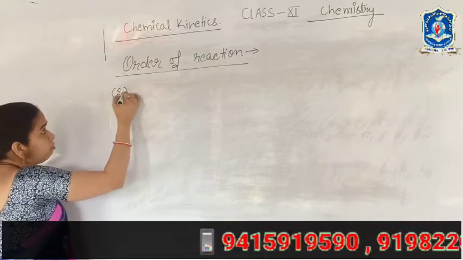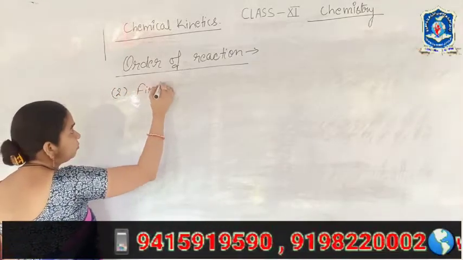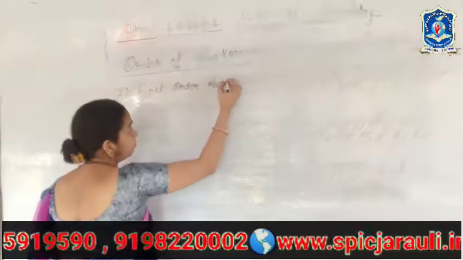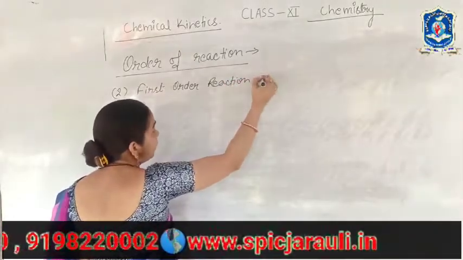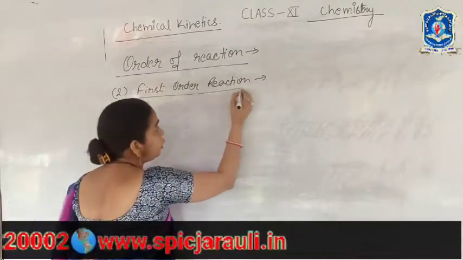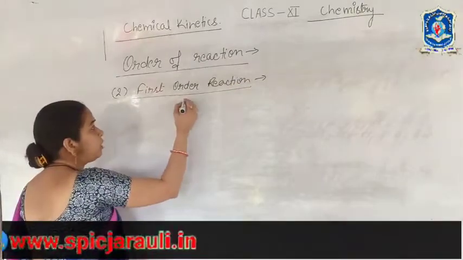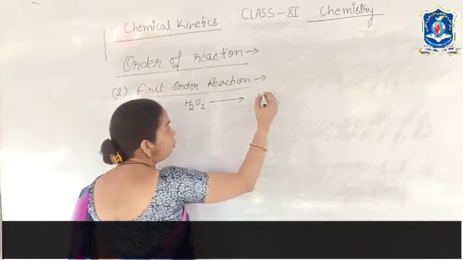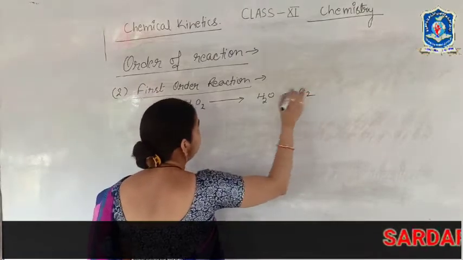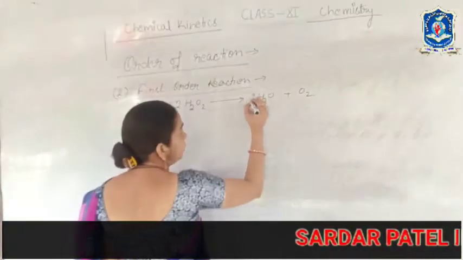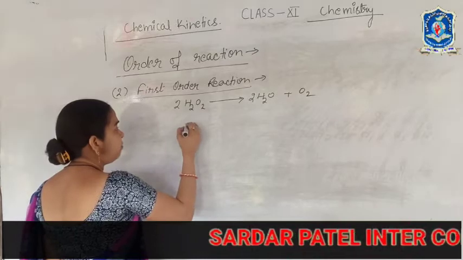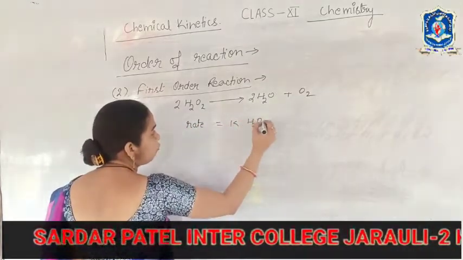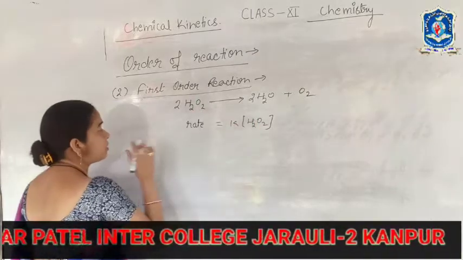Second is first order reaction. When the rate depends on only one reactant molecule, then it is known as a first order reaction, like H2O2 dissociating into H2O plus O2. This is a first order reaction because the rate depends only on the concentration of 1 mole of hydrogen peroxide.